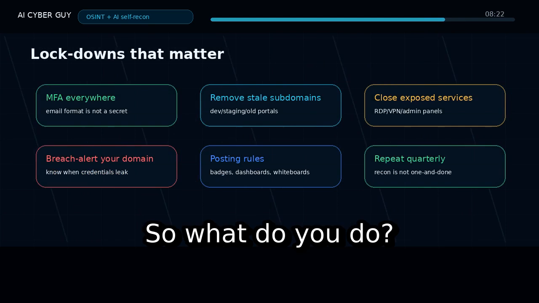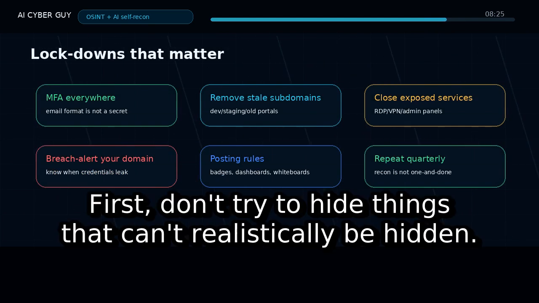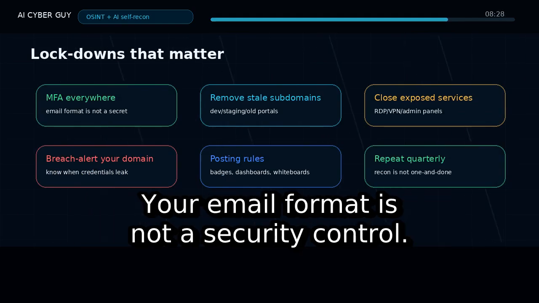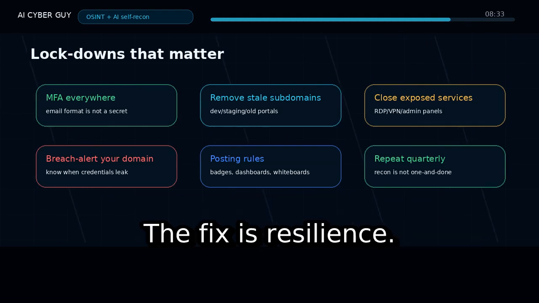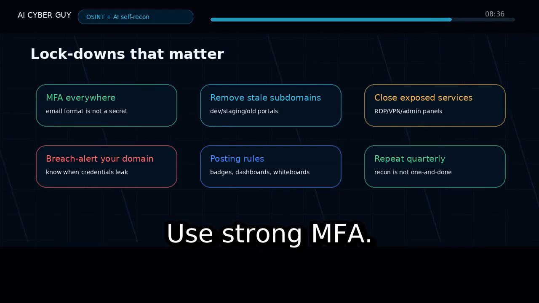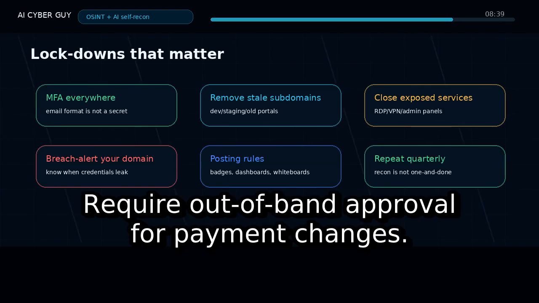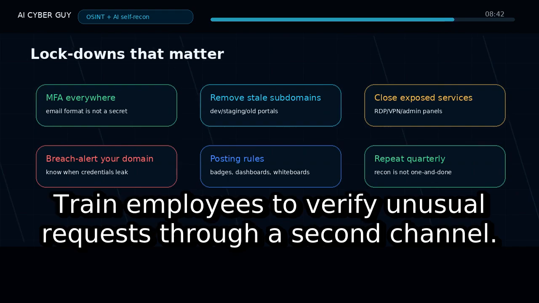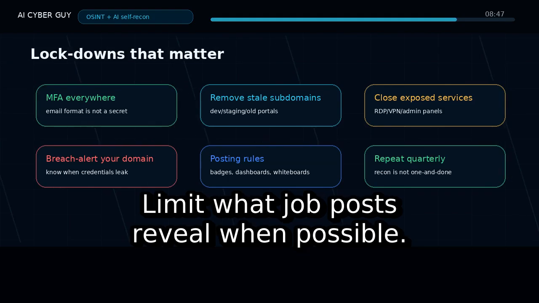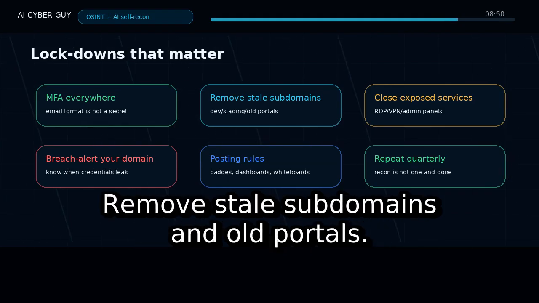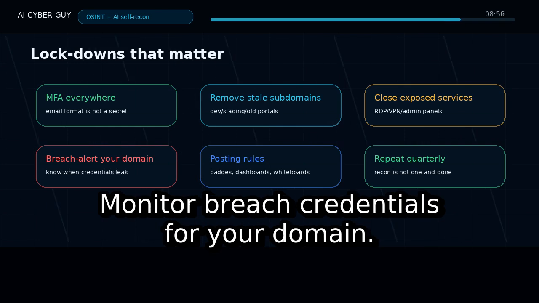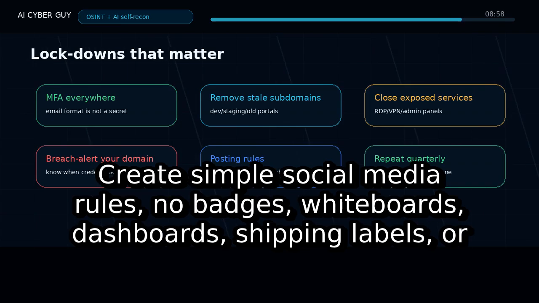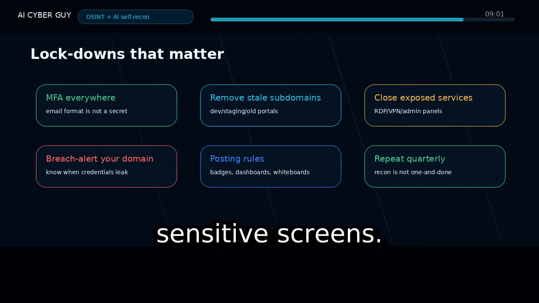So what do you do? First, don't try to hide things that can't realistically be hidden. Your email format is not a security control. Your employees being on LinkedIn is not the root problem. The fix is resilience. Use strong MFA. Require out-of-band approval for payment changes. Train employees to verify unusual requests through a second channel. Limit what job posts reveal when possible. Remove stale subdomains and old portals. Put remote access behind secure controls. Monitor breach credentials for your domain. Create simple social media rules. No badges, whiteboards, dashboards, shipping labels, or sensitive screens.